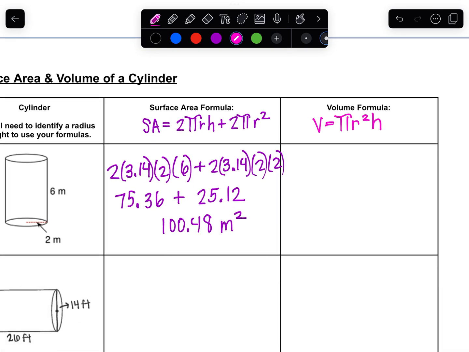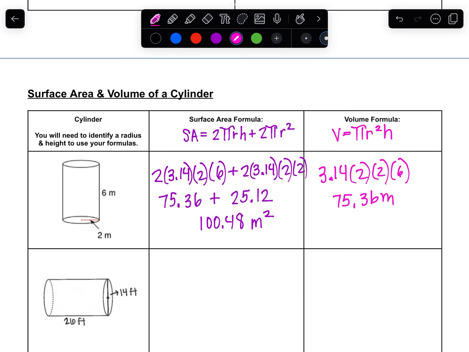Going over to volume, got that pi. The radius is still 2, so 2 times 2, and the height is 6. Again, 2 times 2 is 4, 4 times 6 is 24, and 24 times 3.14 is 75.36. And that's meters cubed because we are filling that up.